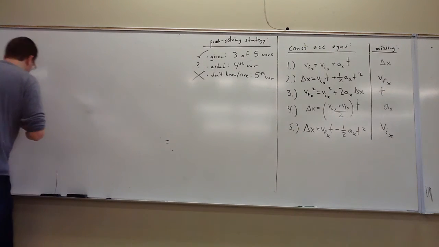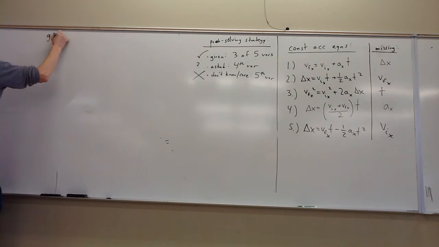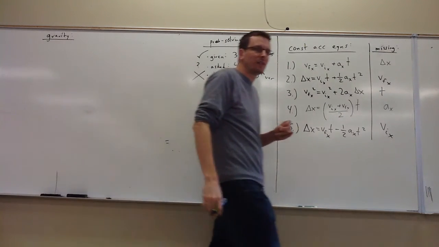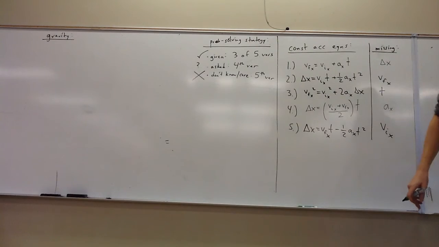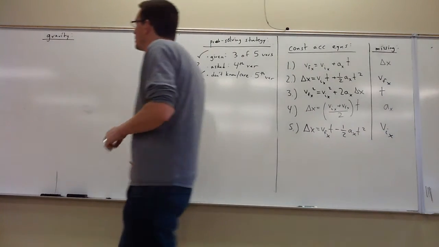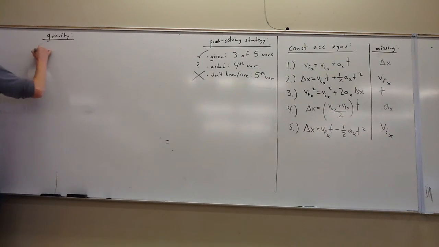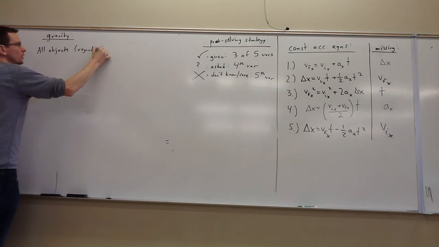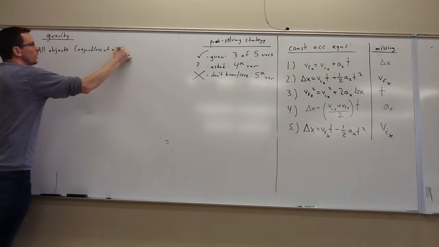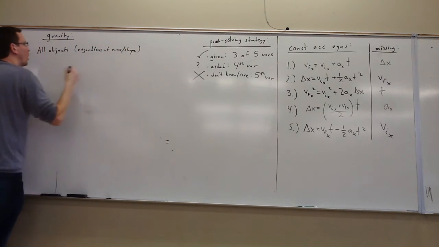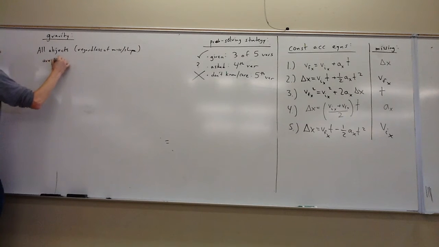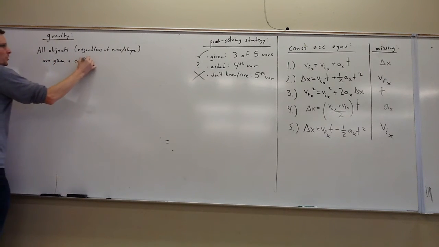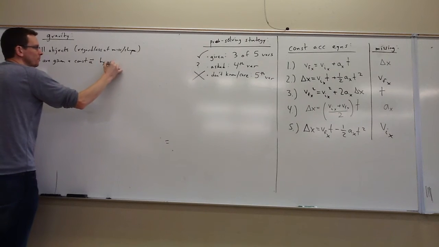So let's talk about gravity. I already hinted that that's such an example of a constant acceleration, so let's get into that. So how does gravity work? All objects, regardless of mass or shape, are given a constant acceleration by gravity.